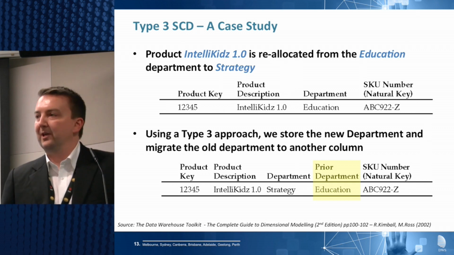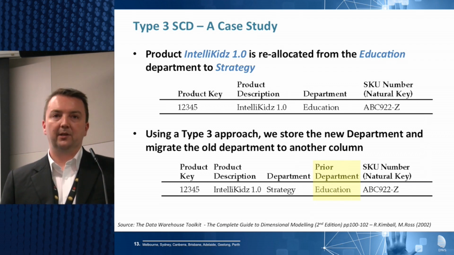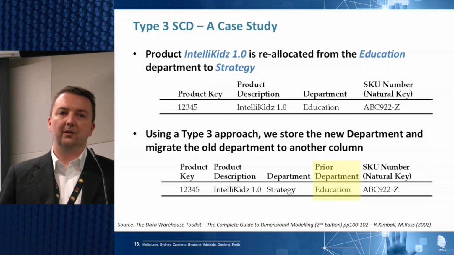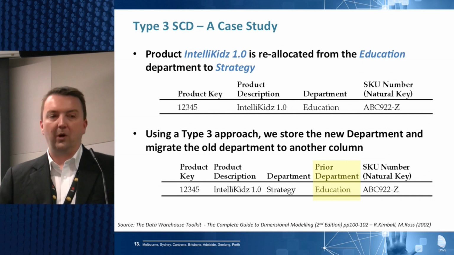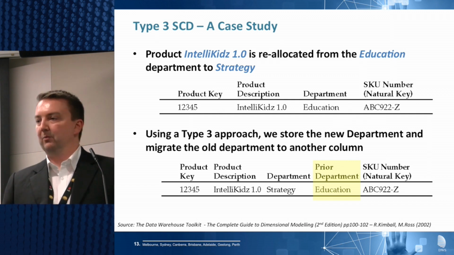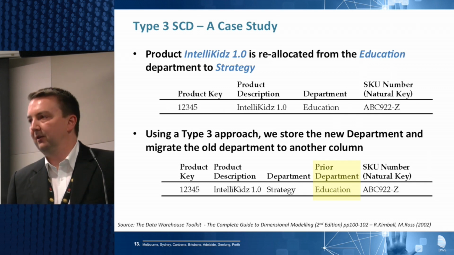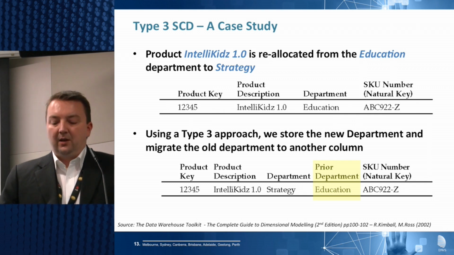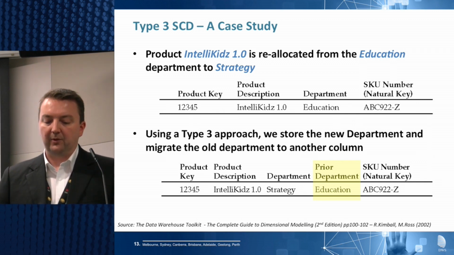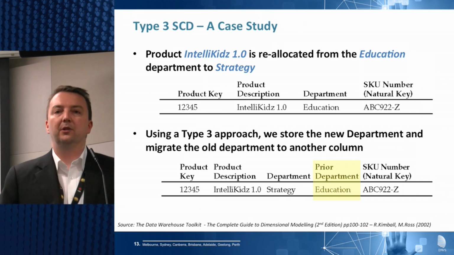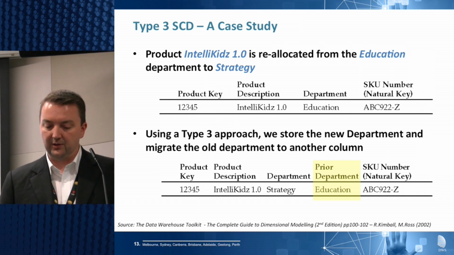Now this isn't always going to make sense. If we had IntelliKids 1.0 that was updated this week, and then we had a bunch of other products that were updated 3 weeks ago, and then a heap more products that were updated last year, you're not going to know what prior department means when you drag it into a report. It's just prior department, the one that was updated previously. This doesn't handle all situations. The times that we want to use a type 3 slightly changed dimension are different to the times that we want to use a type 2 slightly changed dimension. It doesn't handle all cases.